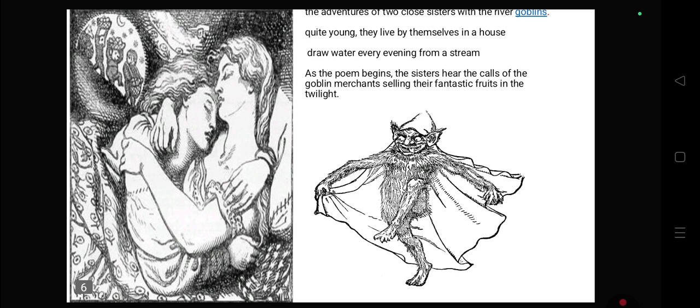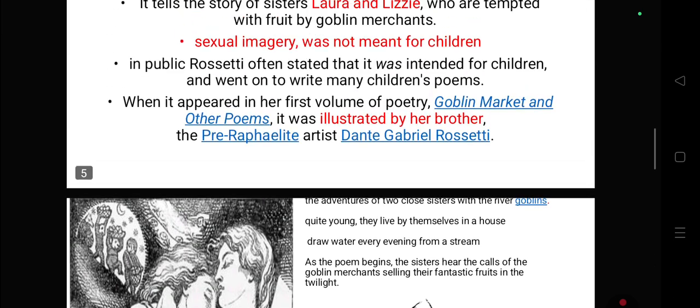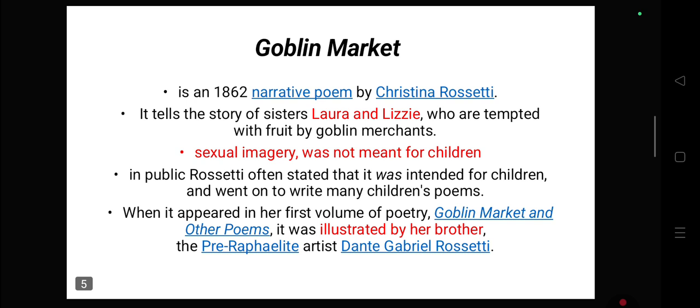So, Goblin Market is a narrative poem. It was published in 1862. It tells the story of two sisters and their adventures. One is Laura, the other one is Lizzie. As you know, a narrative poem narrates a story, here of two sisters who are tempted with fruit by goblin merchants. So the story of temptation is here.